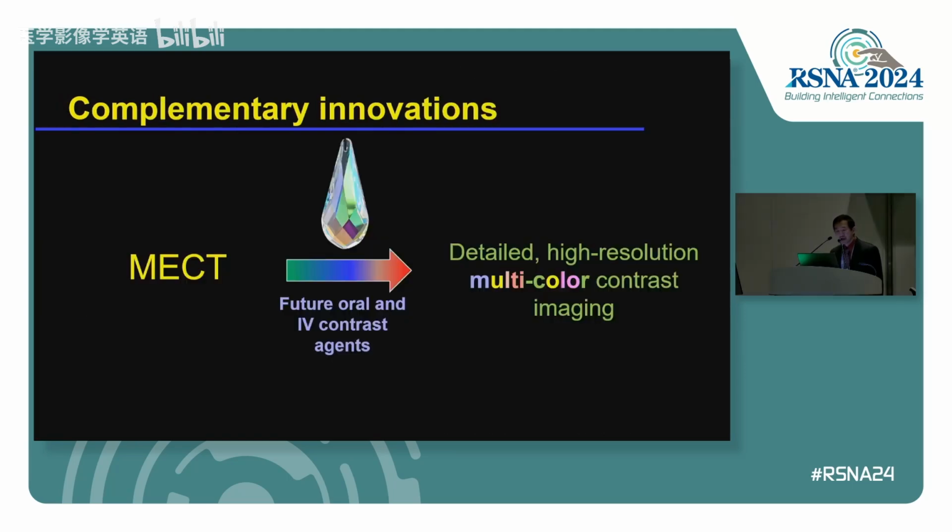The key is with multi-energy CT, it opens up so many possibilities for not just imaging the soft tissues and bones, but also for imaging future color contrast agents. And this will allow us to have detailed, high-resolution multicolor images, true color.